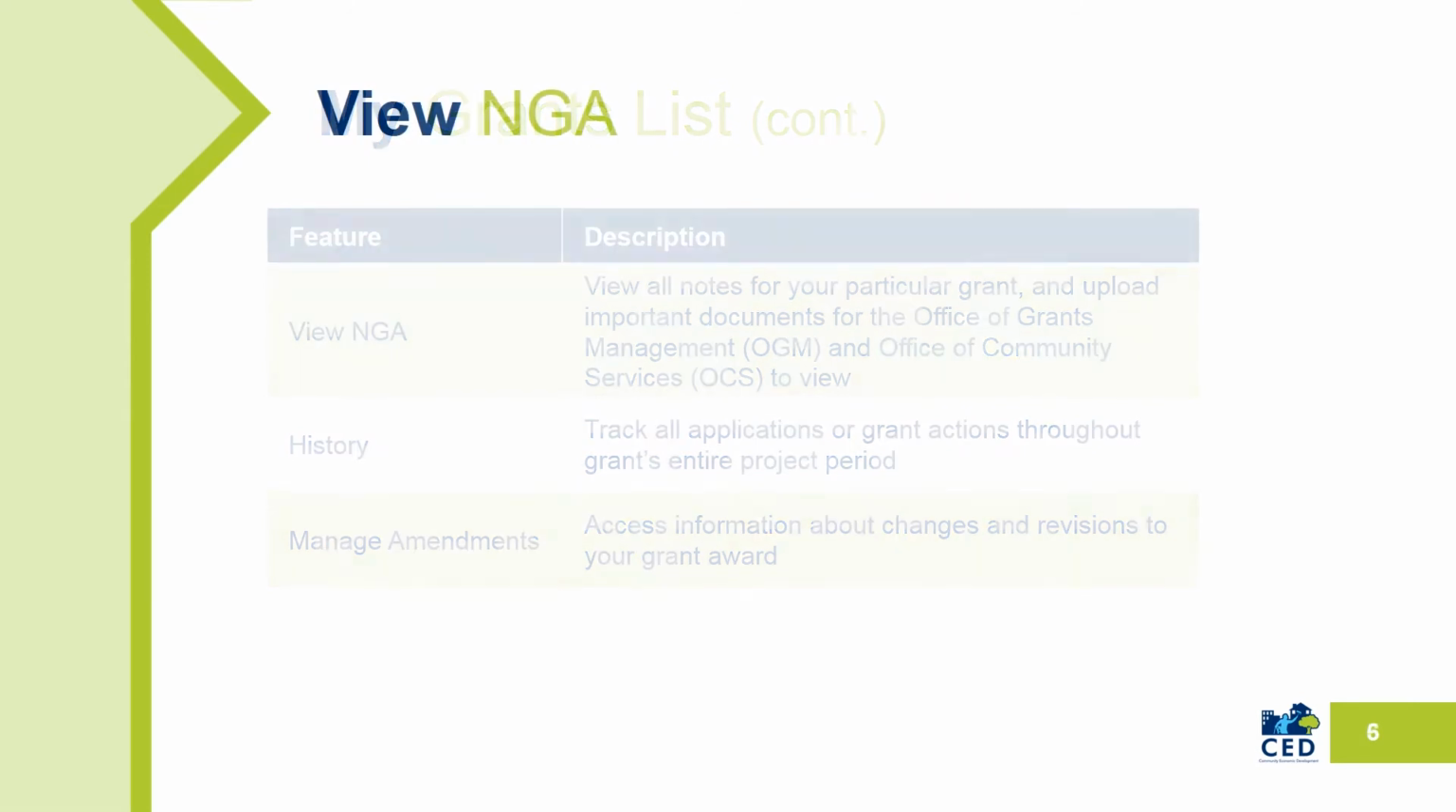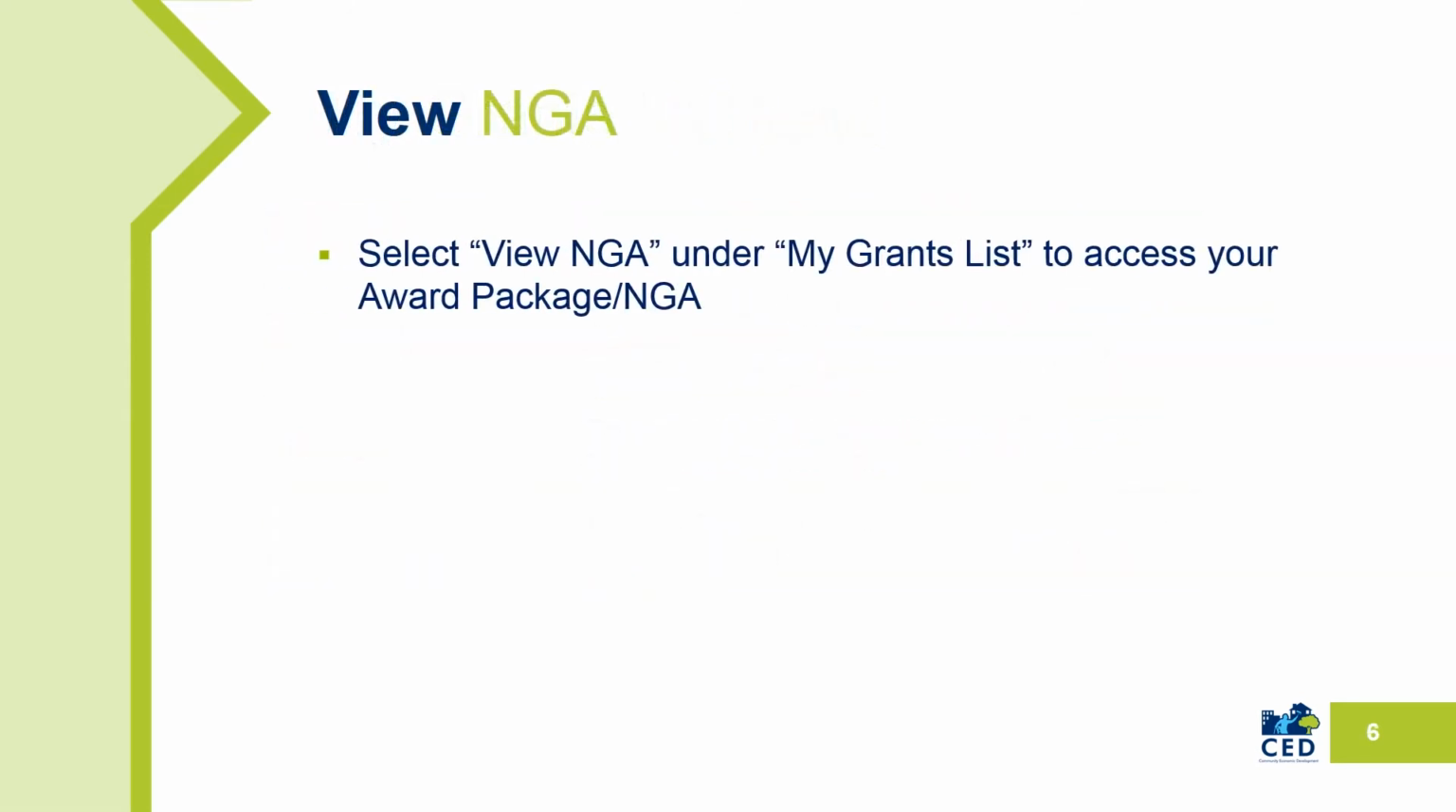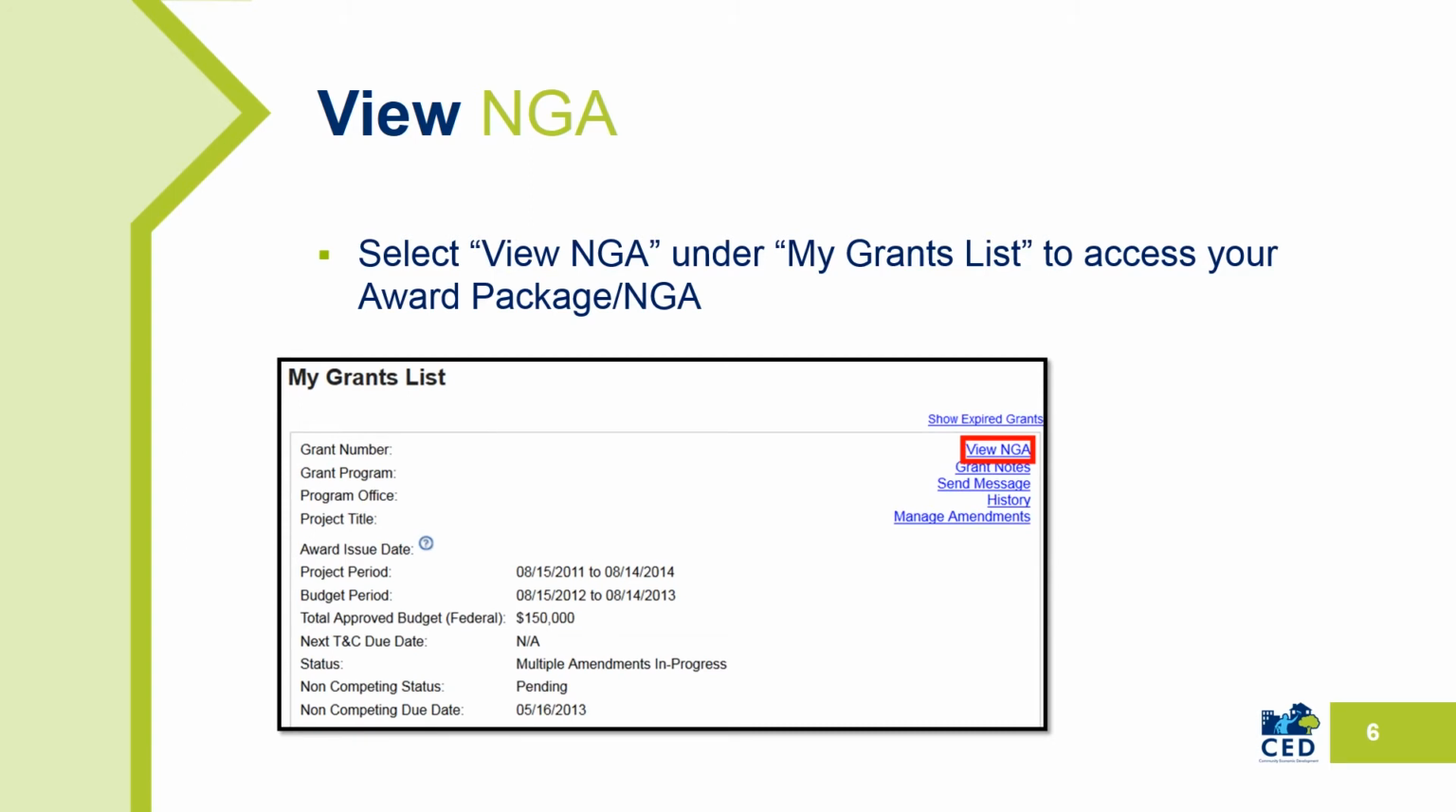We'll start with the View NGA option, which allows you to view the Notice of Grant Award for your grant. The Notice of Grant Award contains important information about your grant, such as the grant number, award amount, grantee information, and project and grant periods. For example, this would be the place to see who the authorized official on the grant is, or what the standard terms and conditions for the grant are.